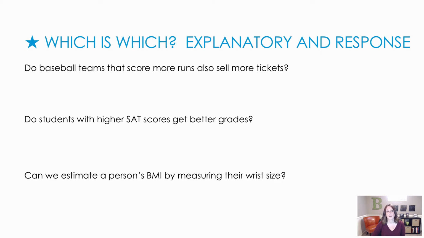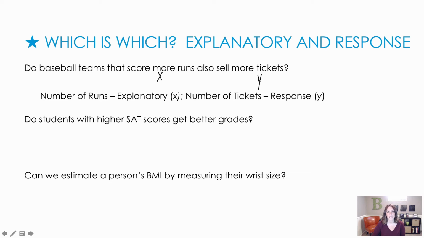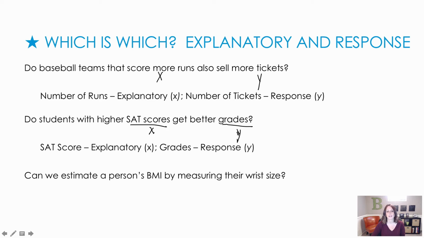For the first, baseball teams that score more runs also sell more tickets. We already know that the baseball team is scoring more runs. That's going to be our X. Selling more tickets would be Y, so number of tickets would be Y. Do students with higher SAT scores get better grades? The SAT score would be my X, which is my explanatory. The grades that they get would be Y, which is the response.